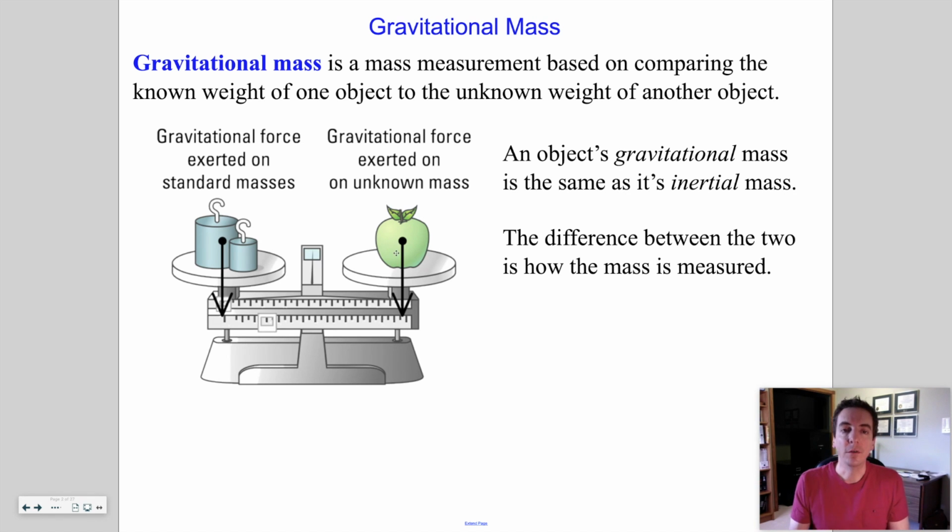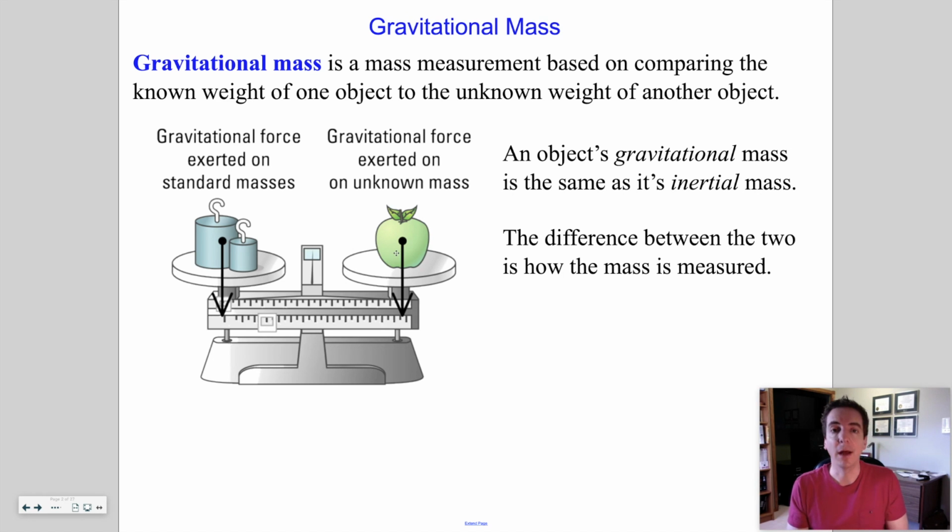So when you're comparing the unknown mass to a known mass, you're determining what is called the gravitational mass of the object. In that case, the apple, 150 grams. However, mass is mass. The terms gravitational mass and inertial mass are two different terms, but whether you're talking about gravitational mass or inertial mass of the apple, it's still going to be 150 grams.